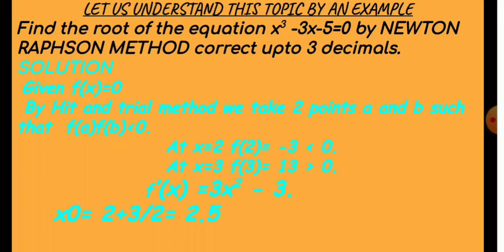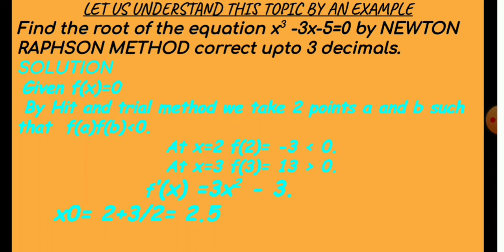Here, find the root of the equation x cube minus 3x minus 5 equals 0 by the Newton-Raphson method, correct up to 3 decimals. Okay, by the working rule we have learned that given f(x) equals 0, by hit and trial method we select two values. At x equal to 2, f(2) equals minus 3, which is less than 0, and at x equal to 3, f(3) equals 13, which is greater than 0. So here f(2) times f(3) is less than 0. The second condition is fulfilled: f(a) times f(b) is less than 0.